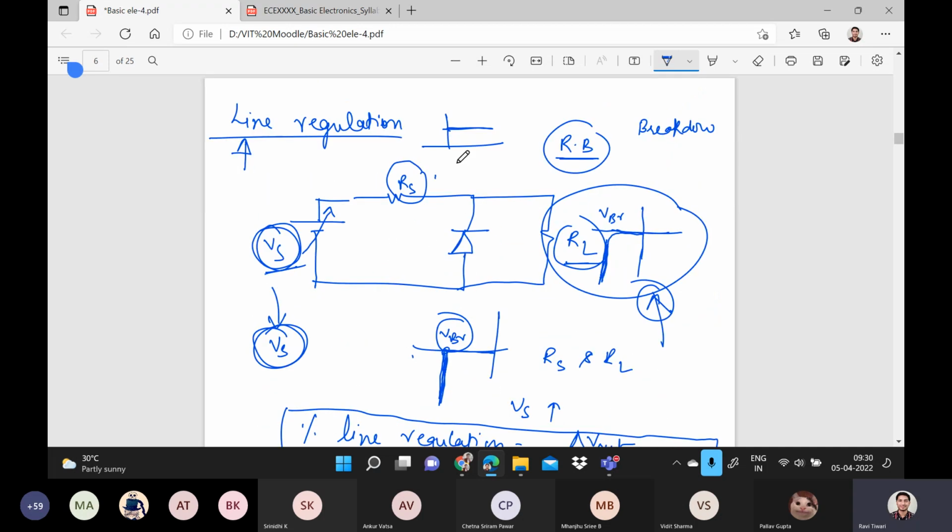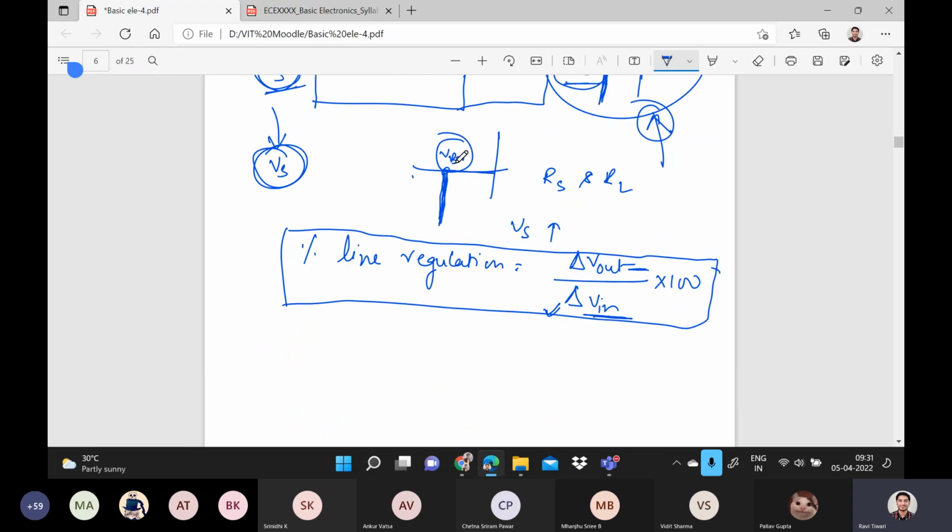Okay, so what we got from here, actually we have two types of regulation. One is line regulation and another one is load regulation. Line regulation means what? If you are changing your input source voltage, even then your output is constant. It will be in the reverse bias only, because the Zener diode will work as a voltage regulator in reverse bias. So after breakdown, what will happen? Your voltage will be constant, and you can find out the percentage line regulation by this formula, that is the percent change in Vout divided by change in Vin.